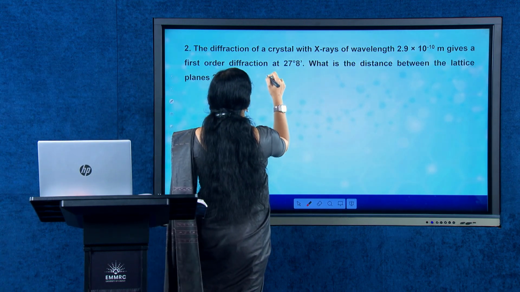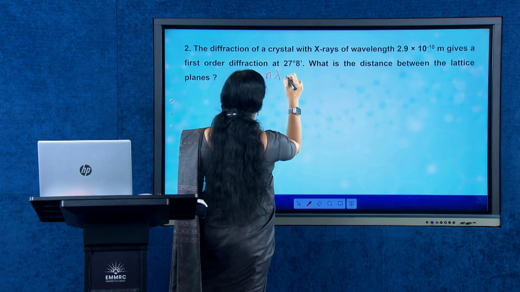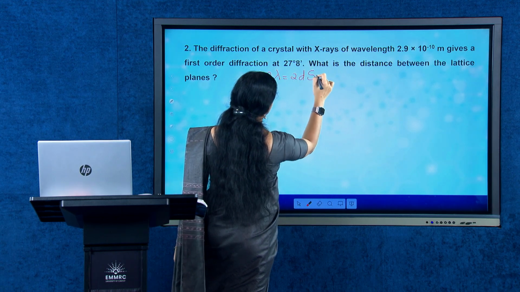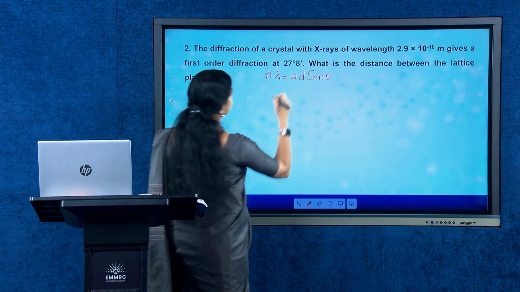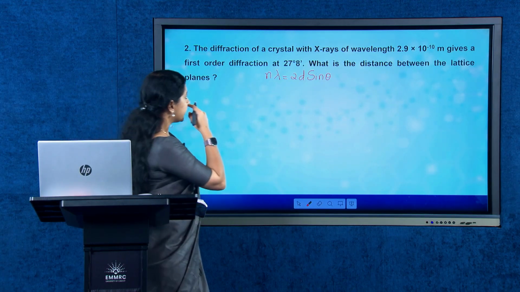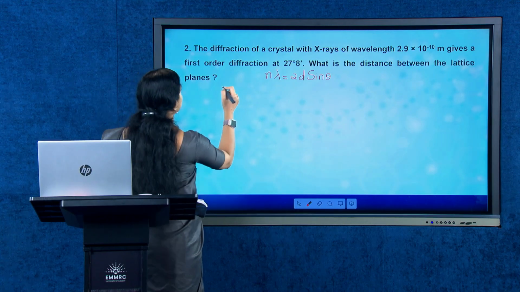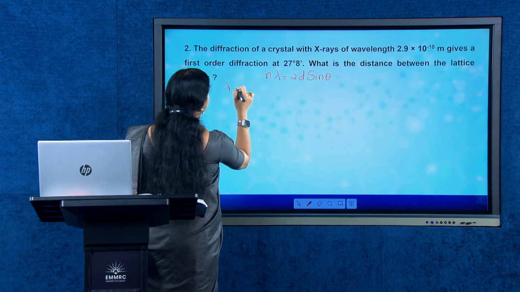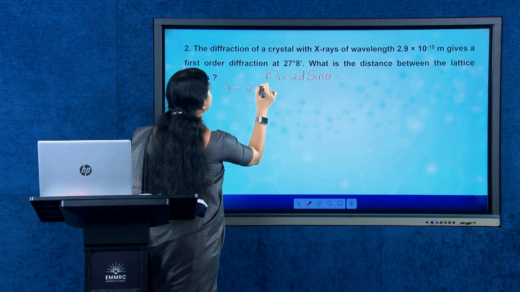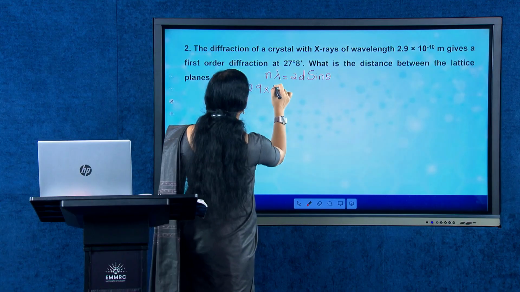So, let us start with the Bragg's equation. We will solve it step by step. n lambda is equal to 2d sin theta. Now, let us write the known parameters. It is given the diffraction of crystal with X-rays of wavelength, so lambda is given, lambda is equal to 2.9 into 10 raised to minus 10 meters.